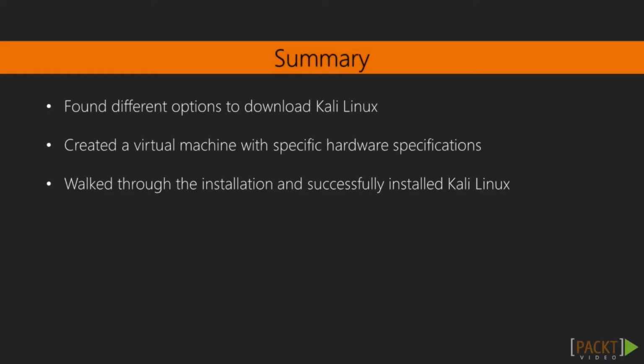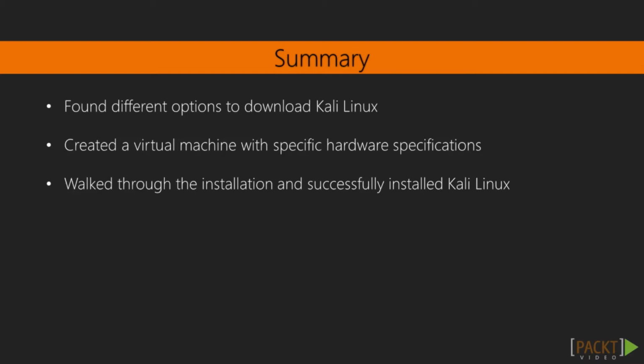So to summarize, we've found different options to download Kali. We could have got some VirtualBox or VMware images that were pre-done for us, and we just simply had to run them from our virtual machine clients. Or we could have done what we've just done, installed it from an ISO image. As well as that, there's also support for Raspberry Pi and other hardware for Kali Linux.